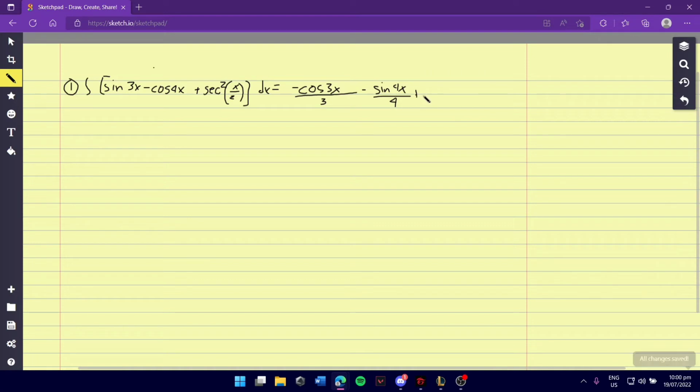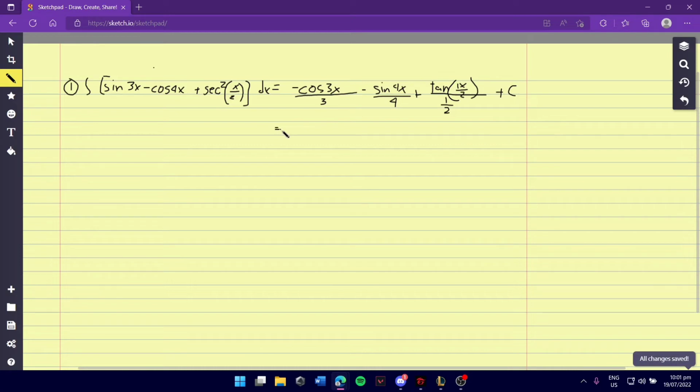Then, next, we have the secant squared. The integral of secant squared is tangent. So we have here tangent, copy the constant, x over 2, and then divided by 1 half. Why 1 half? Because our constant here is 1 half of x. So we put here 1 half, and then add our arbitrary constant, which is c.